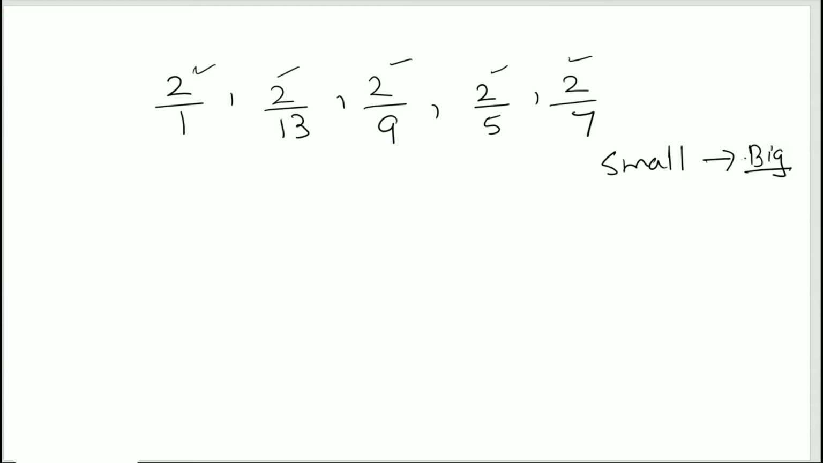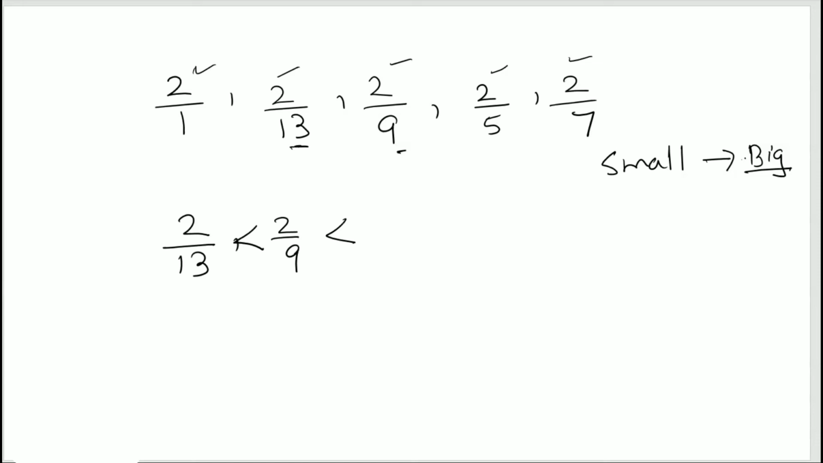So the larger the denominator, the smaller is the fraction, right? Larger the denominator, smaller is the fraction. So here we got 13 as the largest denominator out of these 5. So that means this is the smallest fraction. Then we have 9, then 2 over 9. We can put a sign like this.